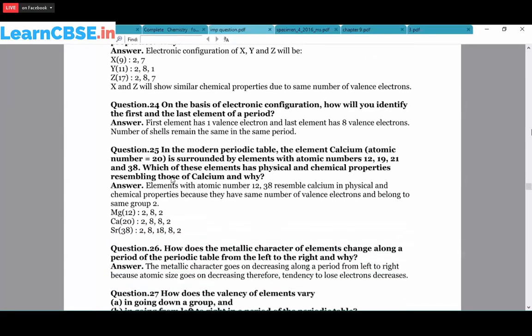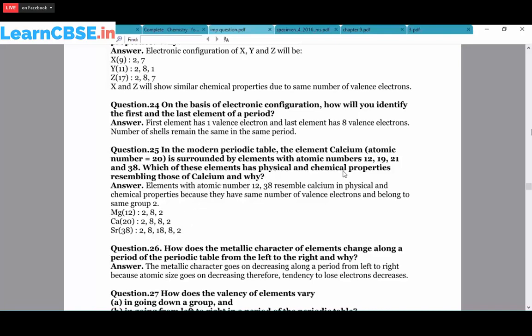Next question. In the modern periodic table, the element calcium, atomic number 20, is surrounded by the elements with atomic numbers 12, 19, 21 and 38. Which of these elements has physical and chemical properties resembling those of calcium, and why?